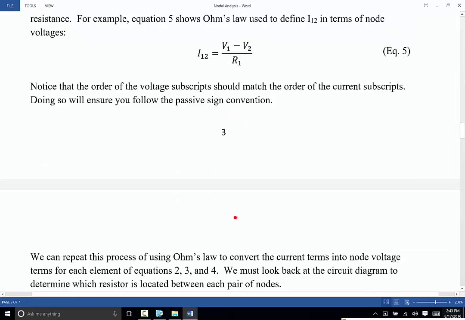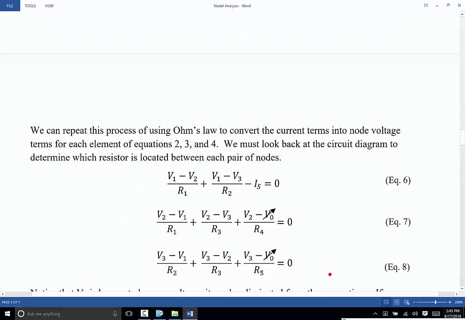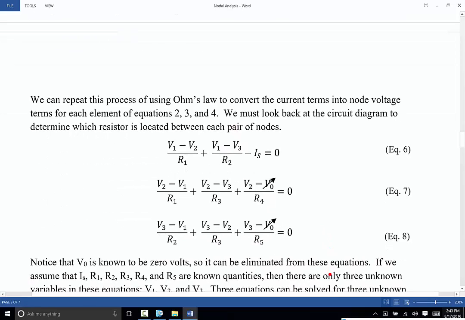So we're going to go ahead and substitute each of those currents by a voltage difference divided by a resistance. And you really have to be looking at the circuit diagram to be able to do each of those conversions. Notice that in two of these cases I have a V0, so V2 minus V0 over R4, V3 minus V0 over R5. V0 is known to be 0 volts, so I just mark it out of the equation. I don't need it anymore.